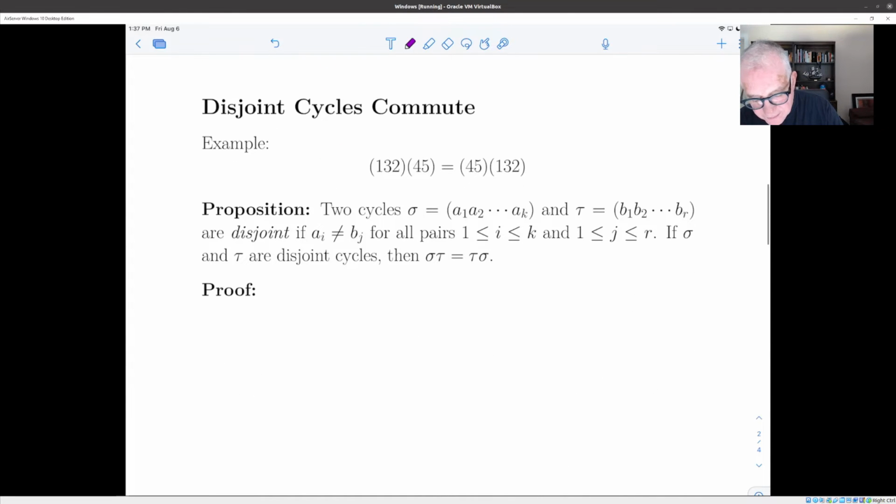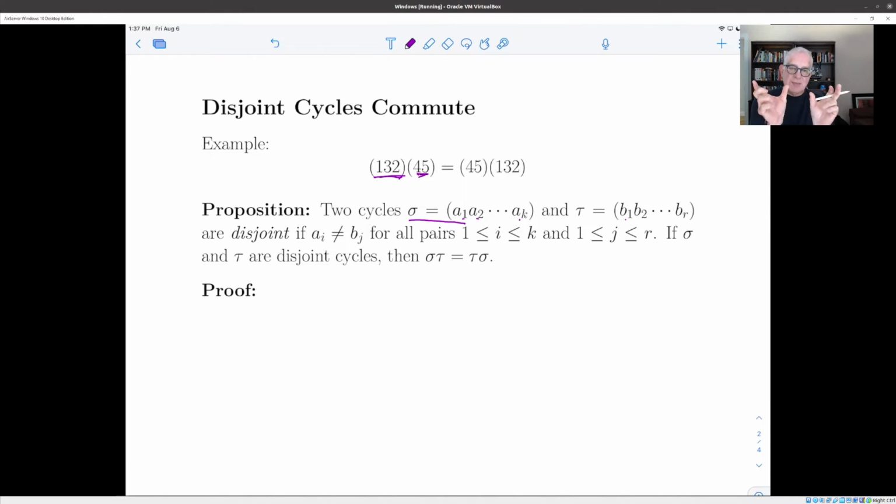Now, the one observation we can make about cycles is that when you multiply together cycles which are disjoint, they commute with one another. And here disjoint means if you have your cycle sigma, which mentions A1, A2 up to AK, and your cycle tau, which mentions B1 up to BR, if none of the A's and B's overlap, they're disjoint. Like in this case here, you see 1, 3, and 2 are in the first permutation, and 4 and 5 are in the second.